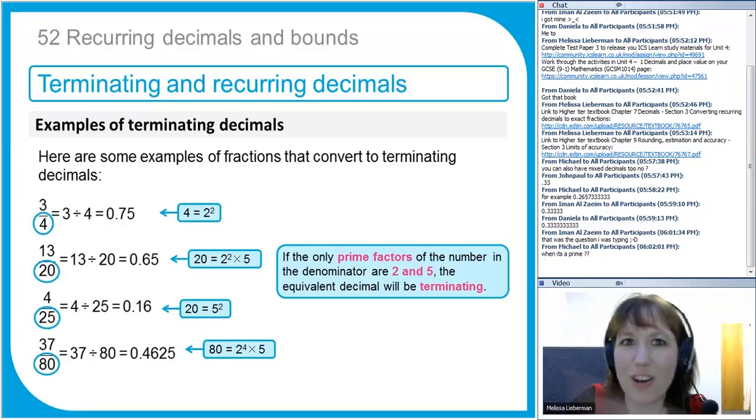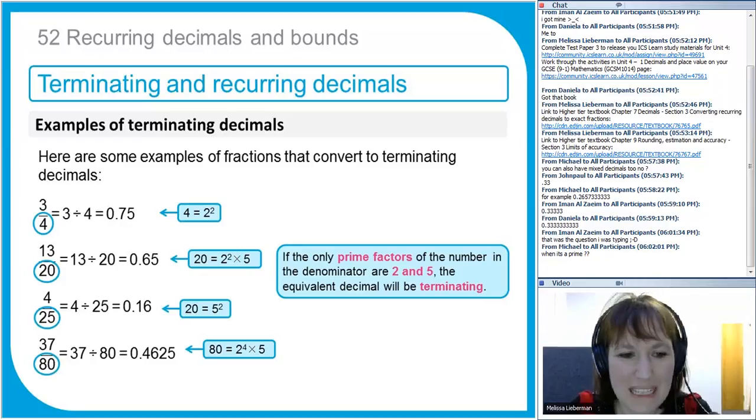Remember, ages ago, right at the start of the course, we looked at writing numbers as products of prime factors. It's something that's quite useful in math for looking at properties of numbers. So that's how we know. If you can write the number in the denominator as a product of prime factors only involving 2 and 5, it will give you a terminating decimal. Okay, let's look at recurring decimals there.